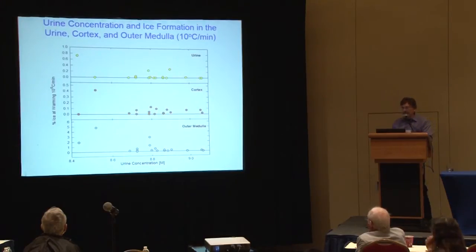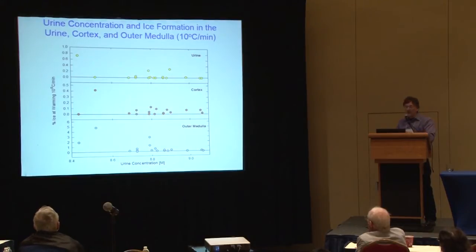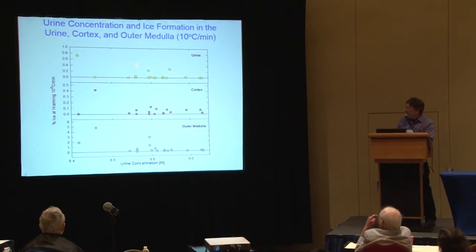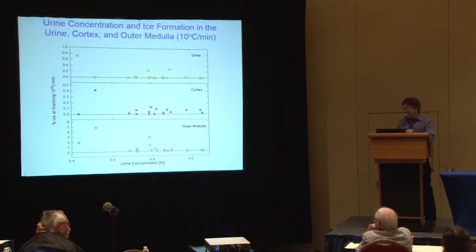So what does this actually do to the vitrification tendency of different areas of the kidney? So this is results for cortex, outer medulla, and the urine actually when warming at 10 degrees a minute in the DSC. And you see that the amount of ice that we form is minimal in both urine and cortex, and very low above about 8.6 molar. The outer medulla forms much more ice. This is about 4% ice at the worst case. But again, we even see more than 2% ice at a much higher concentration. So we'd have to increase the concentration to 8.8 molar to take care of the outer medulla.